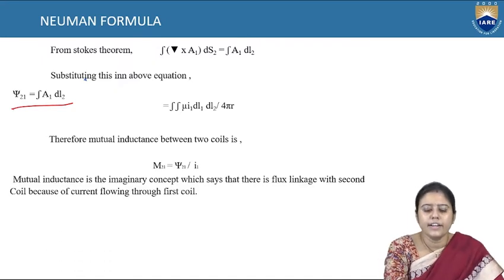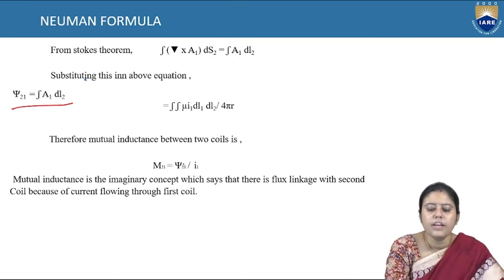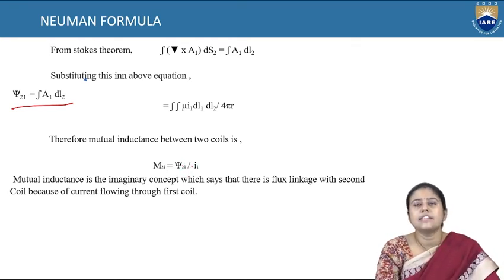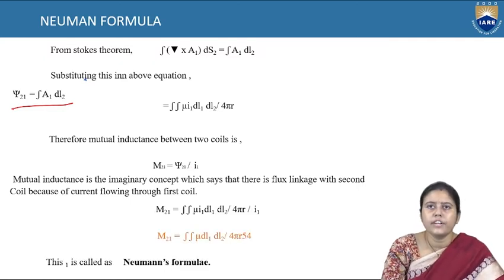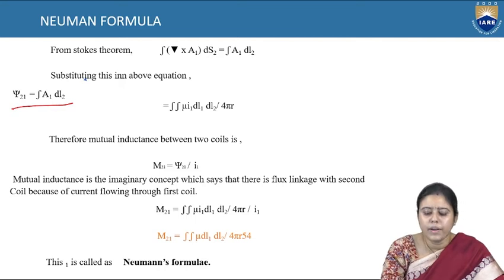So what is the inductance? Inductance is equal to psi 21 divided by I1, and this is known as the Neumann formula. This equation is known as the Neumann formula.